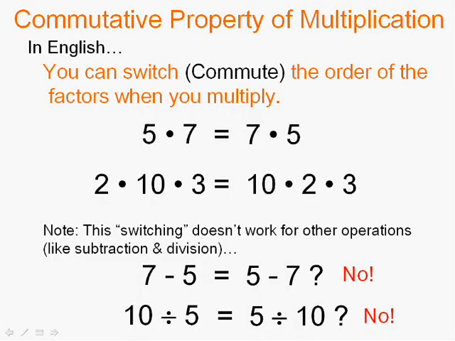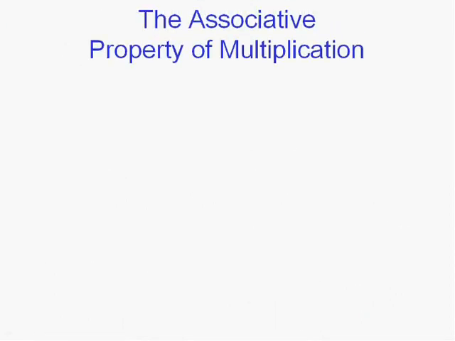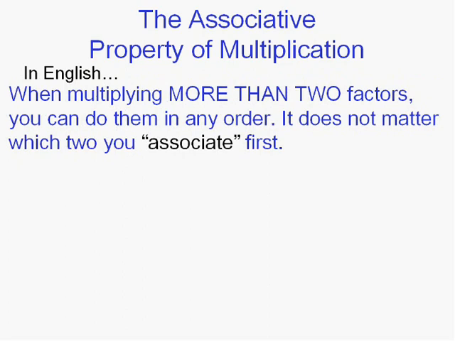The next property is often confused with the commutative property. It's the associative property of multiplication. Because the order of something changes. It's just not the order of the terms. When you're multiplying more than 2 things, so 3 or 4, usually 3, you are allowed to do them in any order. I say you're allowed to multiply them in any order. It doesn't matter which 2 you associate first.